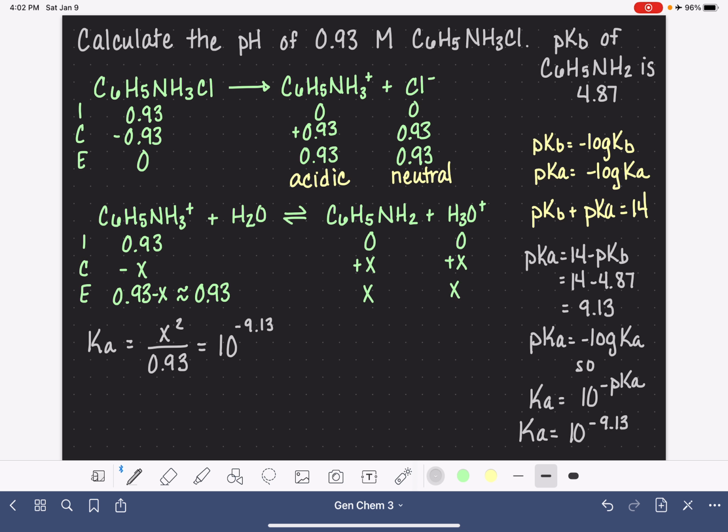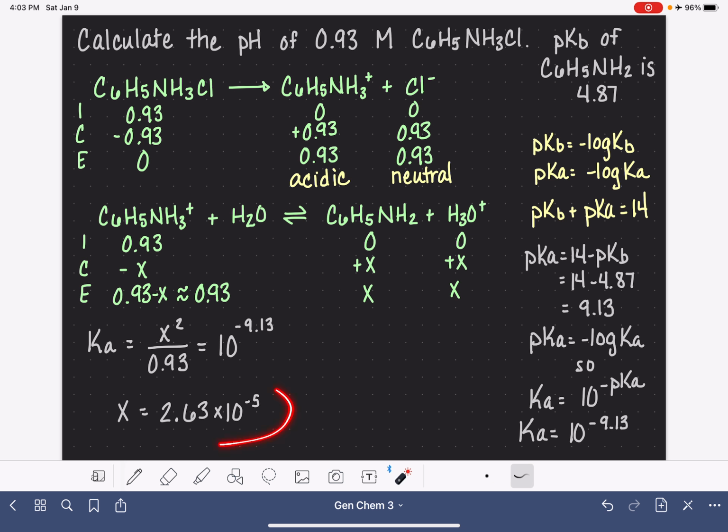So now that we have this math equation set up, we can go ahead and solve for x. We'll do some algebra here. We'll multiply these two terms by each other and then take the square root. Again, this is a lot like calculating the pH of a weak acid. x works out to be 2.63 times 10 to the minus 5.